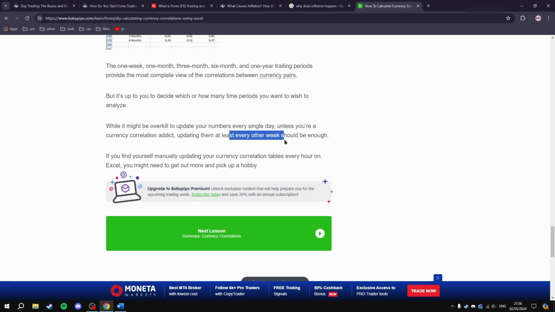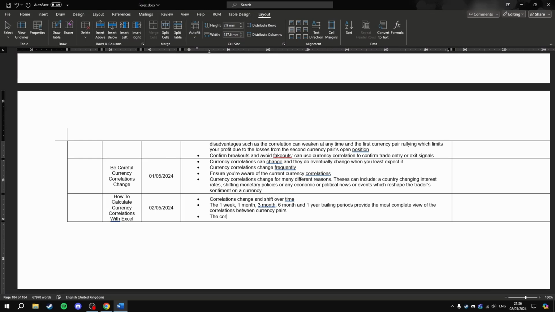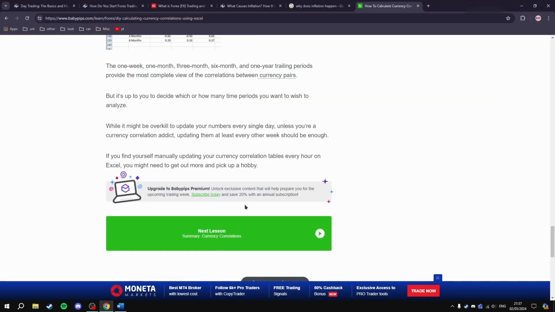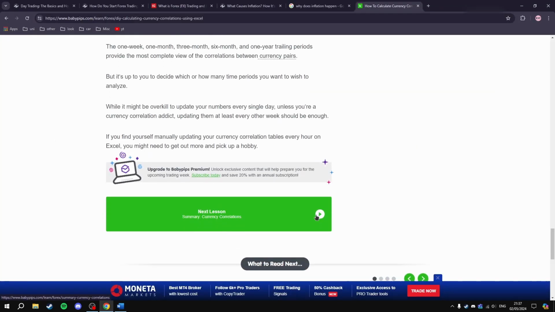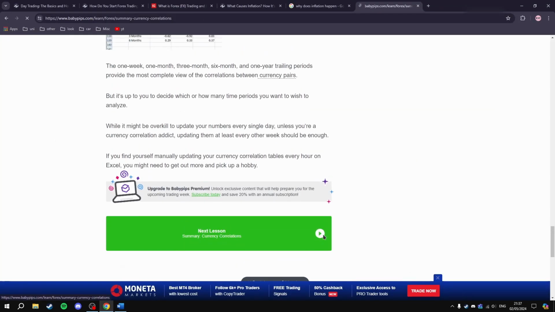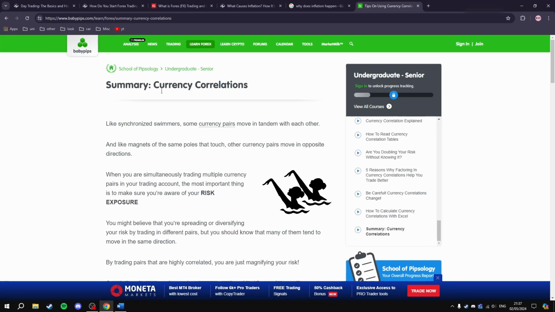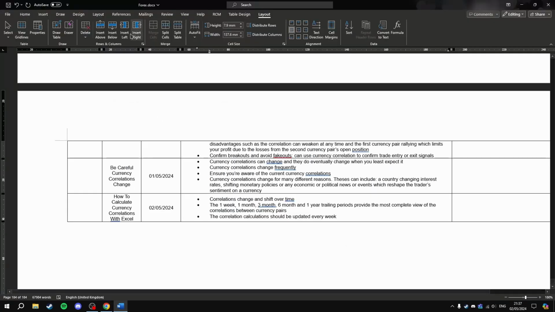At least every other week should be enough. So updating them every week should be enough. The correlation calculations should be updated every week. Okay, summary, currency correlations.